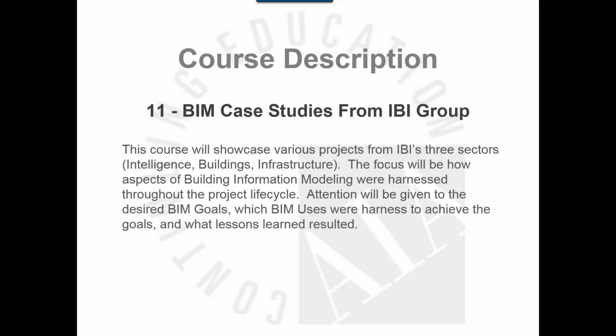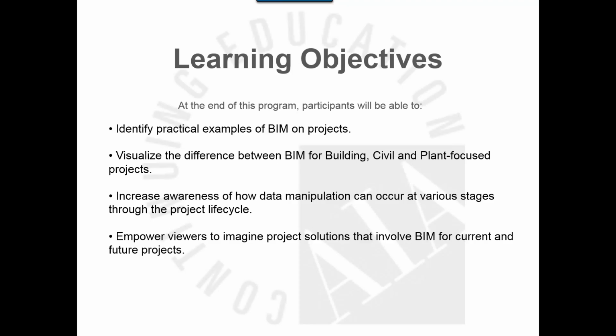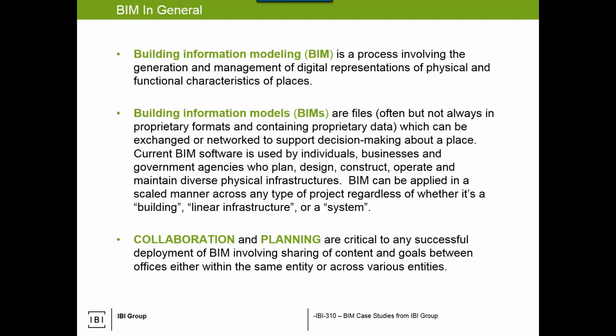So we're going to look at some projects from the 3 sectors of IBI, how BIM or aspects of BIM were used on those specific projects. The learning objectives: to identify some practical examples of BIM within our firm, which we can then call upon for either proposals or feedback or subsequent work to learn from. Understand the difference between the types of BIM, building, civil, and plant focused, and what that means for those types of projects. Increase the awareness of our abilities to manipulate data, and empower us to imagine solutions for current and future projects. So as always, we're going to start with a BIM recap.